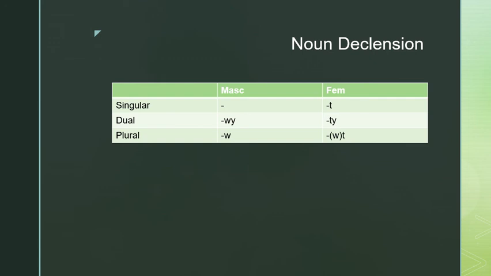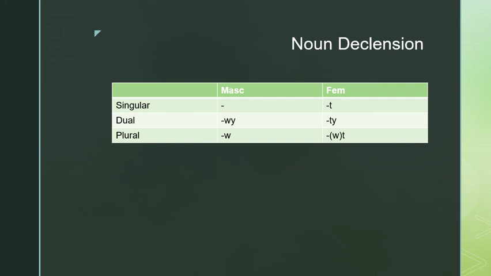The masculine dual is represented with we, and feminine dual is represented with ty. The Y is just the dual marker pretty much, and it goes on the other ending because the masculine singular doesn't have anything, but masculine plural does have an ending, so they just attach the Y to that, and it's attached to the feminine T for feminine nouns.